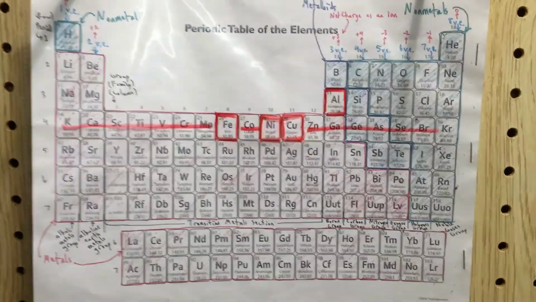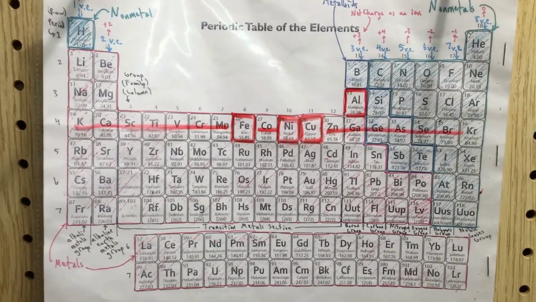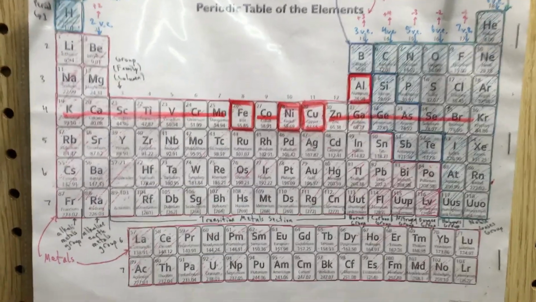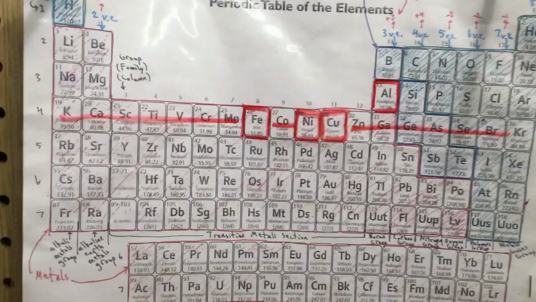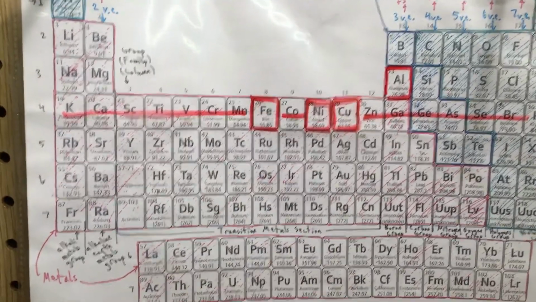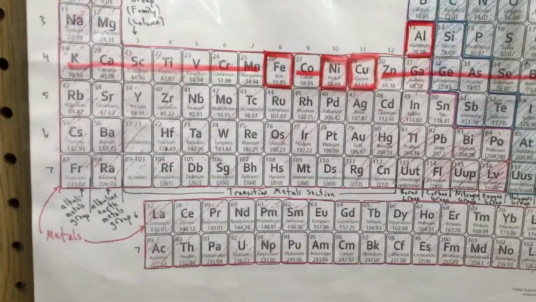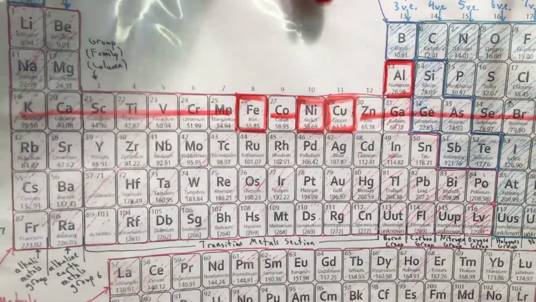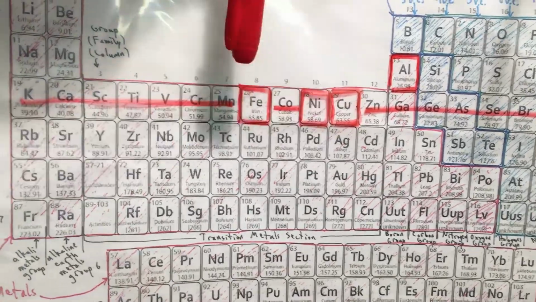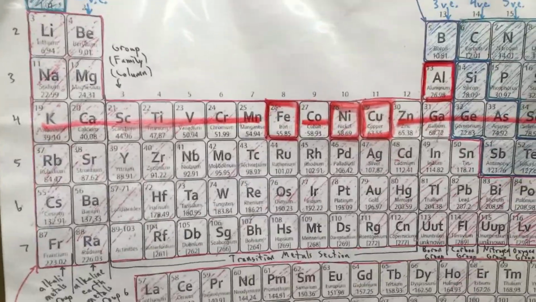If we look at the periodic table, iron, nickel, and copper are all in the same period. They are all in period 4, despite being in different sections of the transition metals. So we've got iron in group 8, nickel in group 10, copper in group 11. They're all in the same period, so they have that in common.